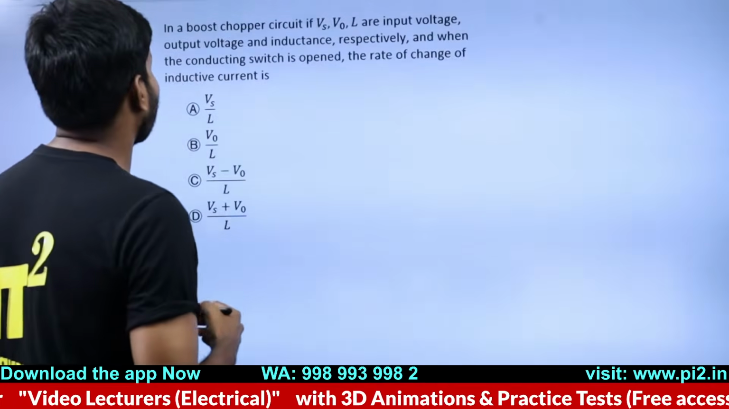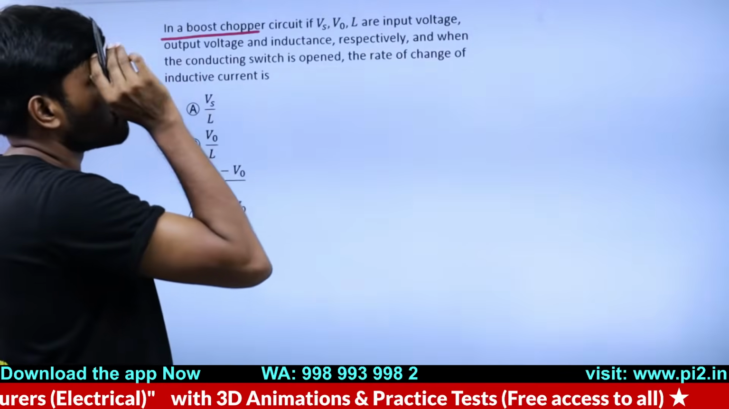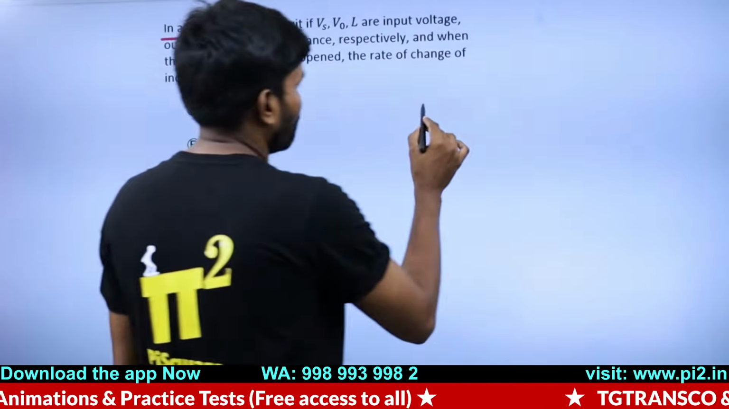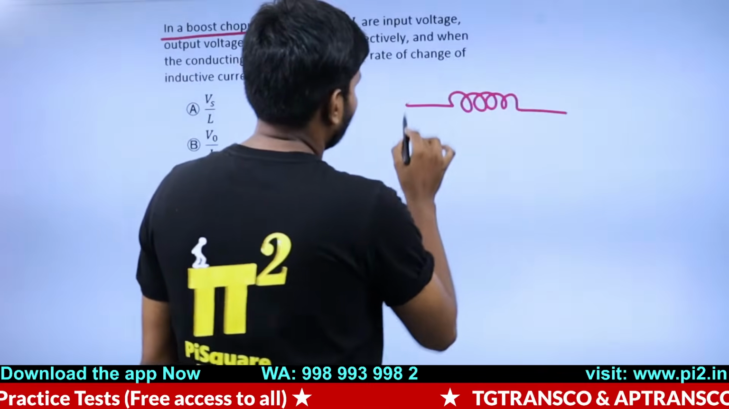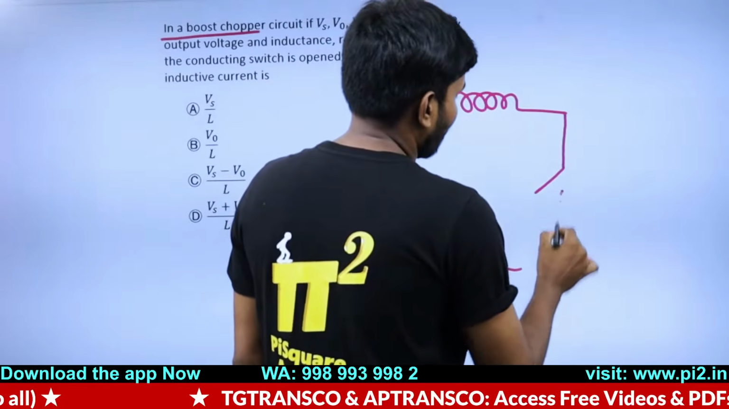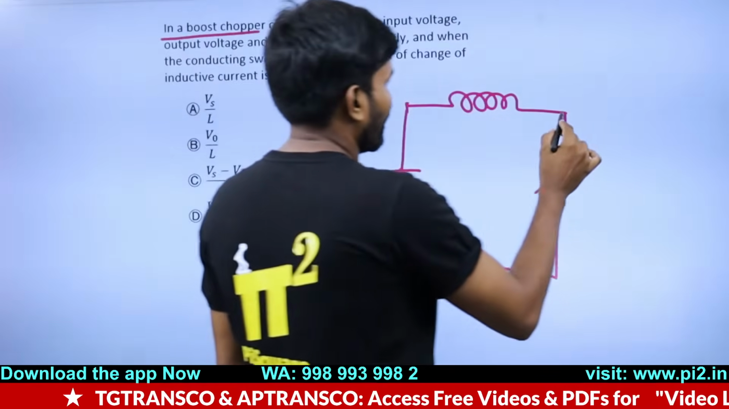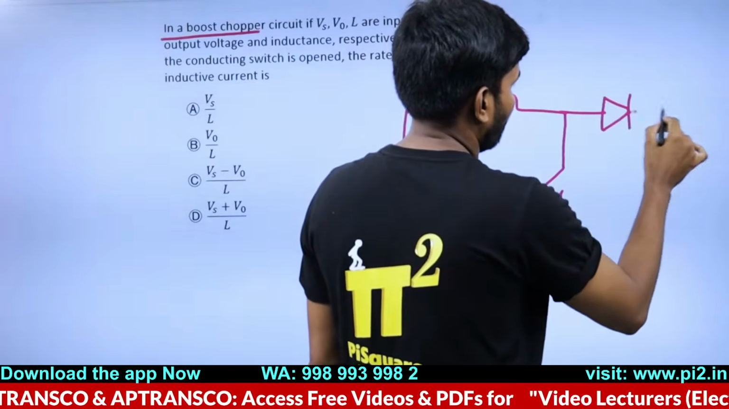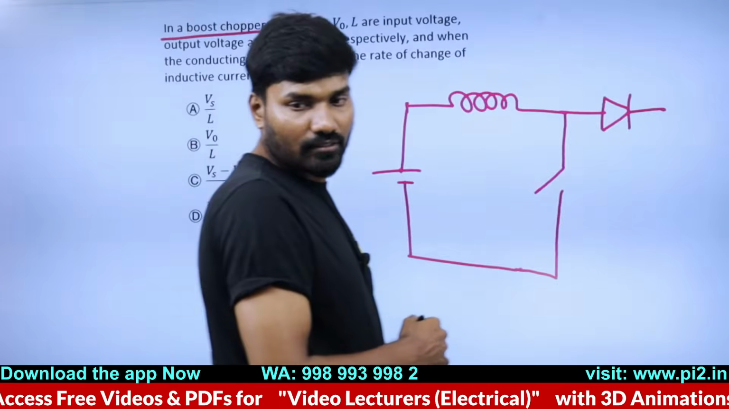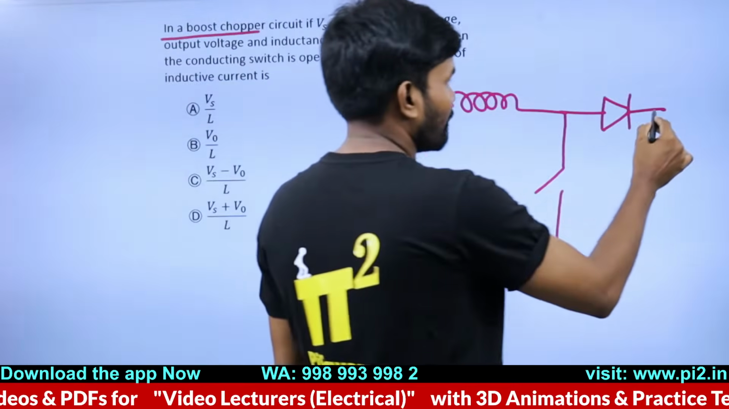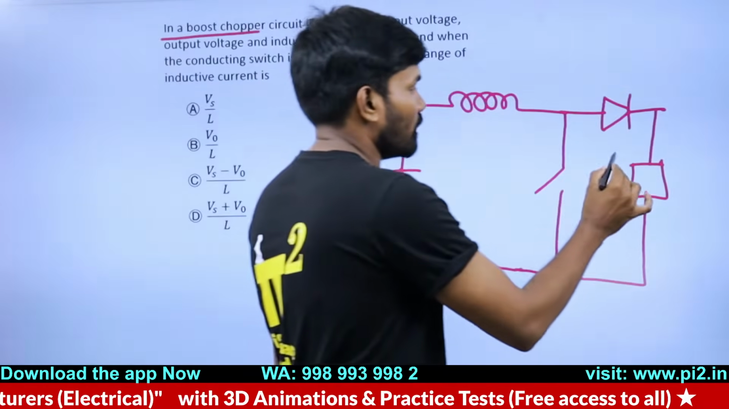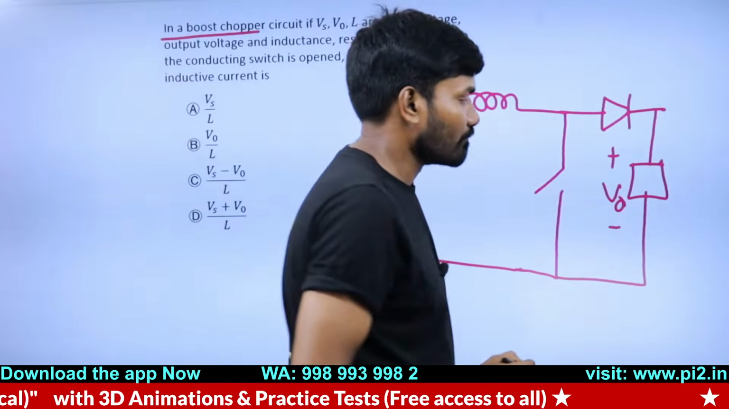Anyways, meanwhile, let me try to answer this. In a boost chopper, it is directly given boost converter. Boost converter means immediately draw the diagram first. Boost converter will be like this, and you will have a diode here. And then the load will be there, you can connect the load. This is a boost converter, and this is a load.